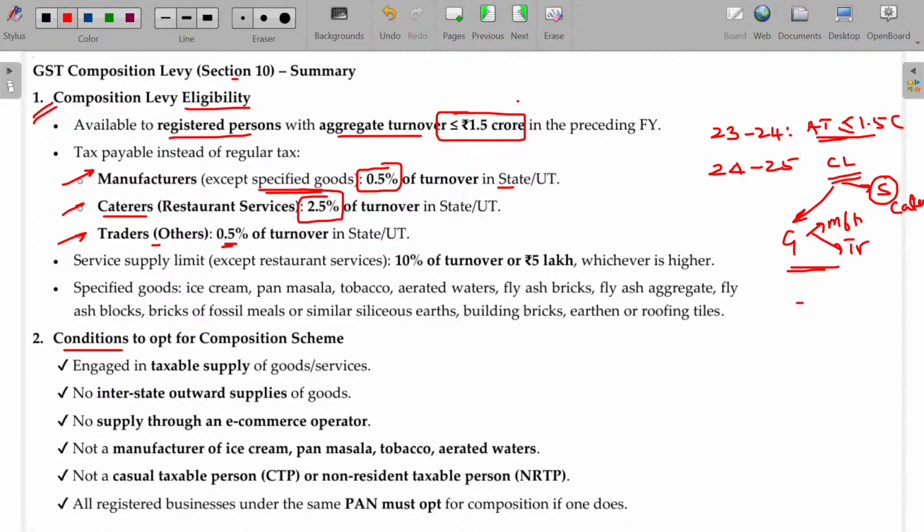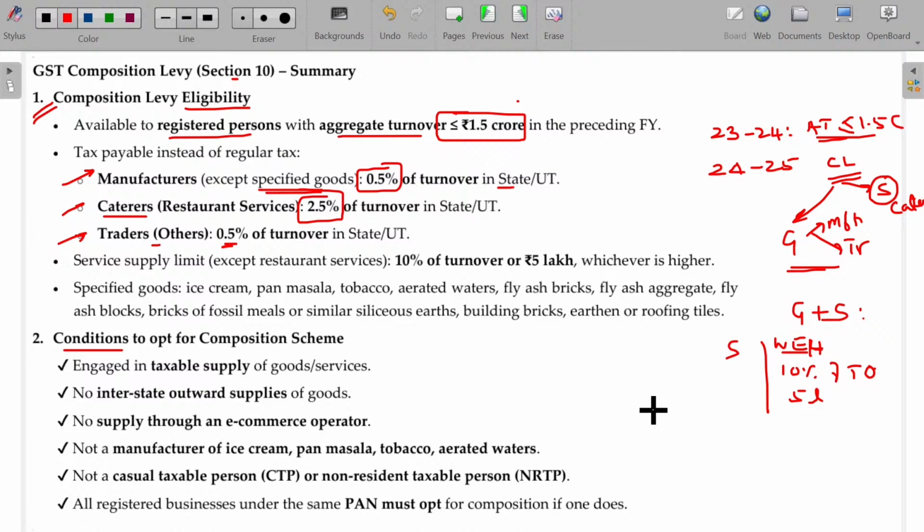Sir, I supply goods, some part service also there, sir. What happens? In this case, the service value should be within 10% of turnover or 5 lakhs, whichever is higher. If the service value is within that, then you can still enjoy the benefit.